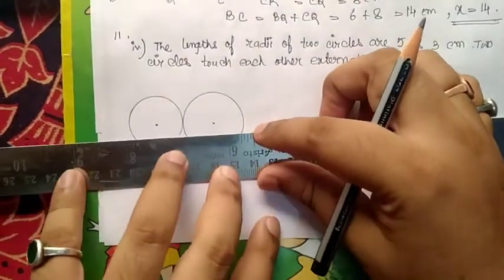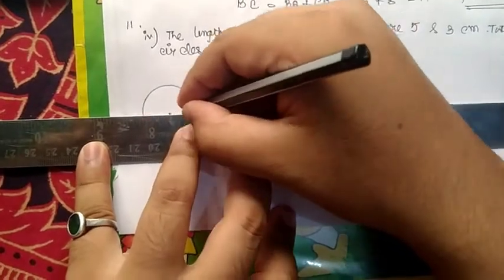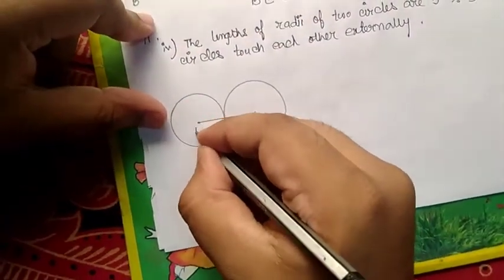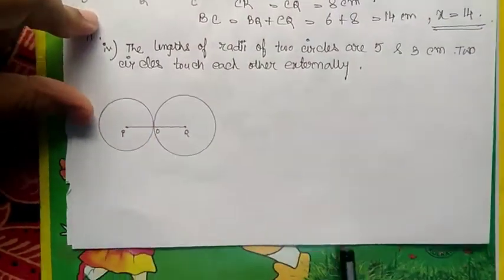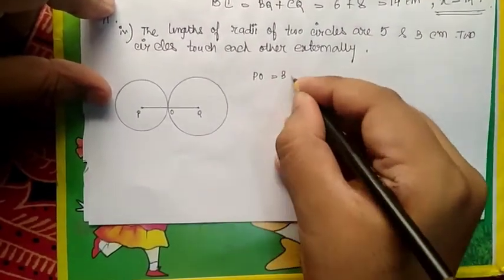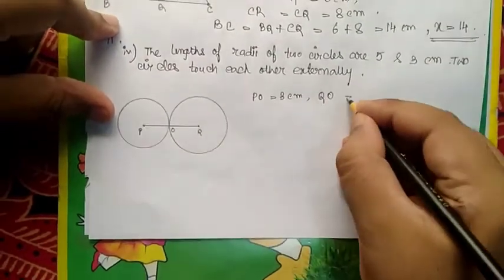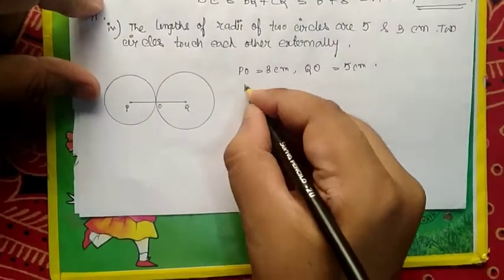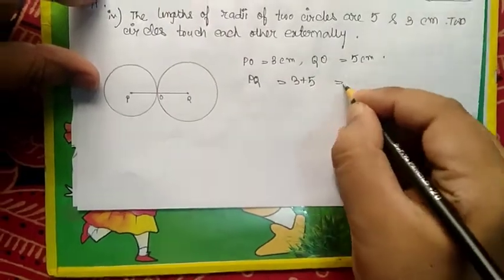So if we join that, if this is the center P and this is the center Q and they touch at O, we know that PO equal to 3 centimeter and QO equal to 5 centimeter. So if we join that, PQ equal to 3 plus 5 equal to 8 centimeter.